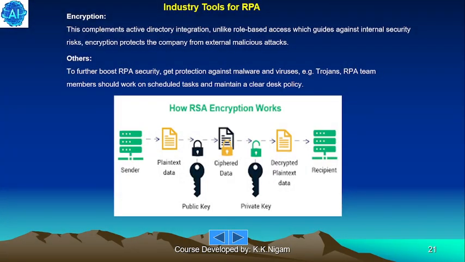Encryption. This complements Active Directory integration. Unlike role-based access, which guards against internal security risk, encryption protects the company from external malicious attacks. Others, to further boost RPA security, get protection against malware and viruses, for example, Trojans. RPA team members should work on scheduled tasks and maintain a clear desk policy.